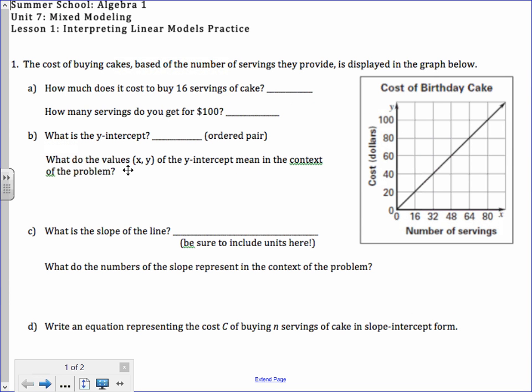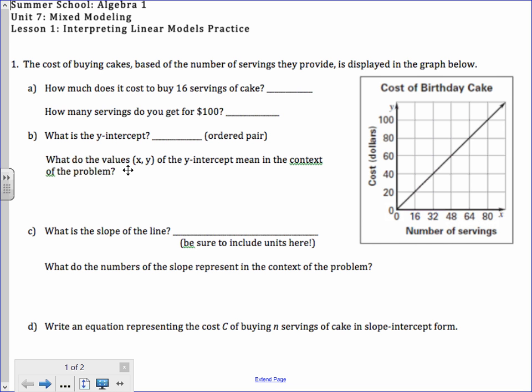This is the Algebra 1 Summer School Unit 7 Lesson 1 practice video. Lesson 1 was all about interpreting and writing linear models. This is the practice where I'm going to go through numbers 1 and 3 from your practice file. If you have questions other than number 1 and 3, you can check out the key that's posted on Canvas or come into office hours and ask your instructor for help.